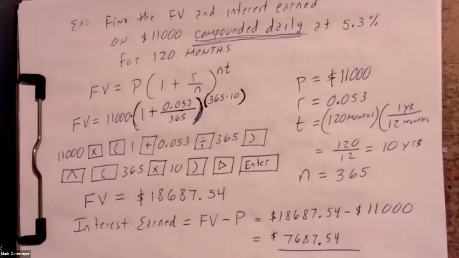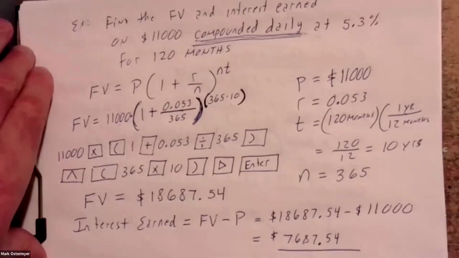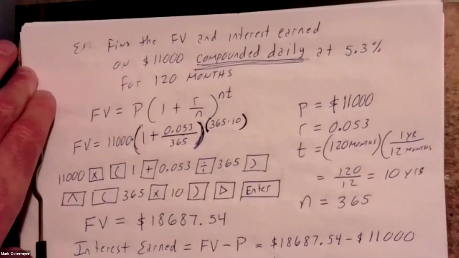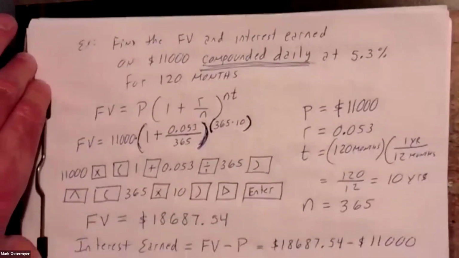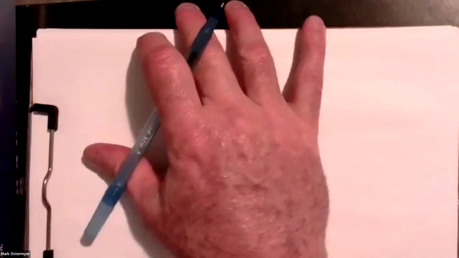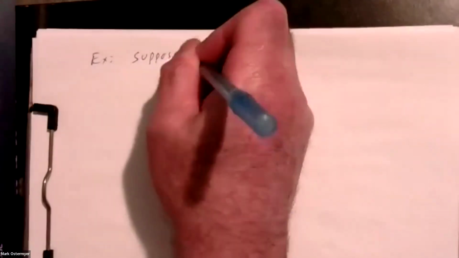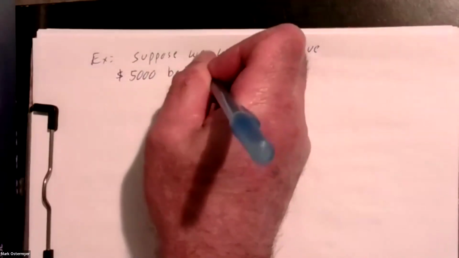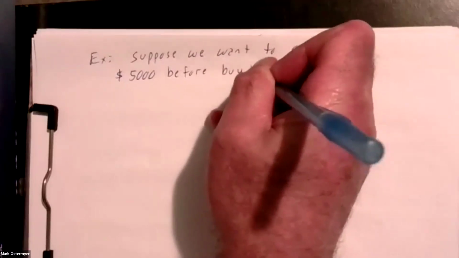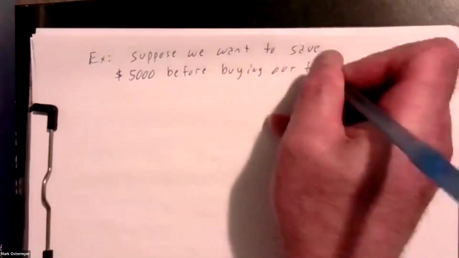All right. So I've shown you two problems that involve the future value compound interest formula computation, correct? All right, we're going to look at a different question now. Suppose we want to save $5,000 before buying our first car.